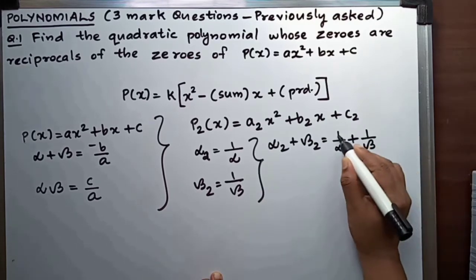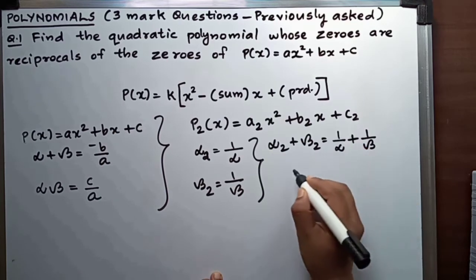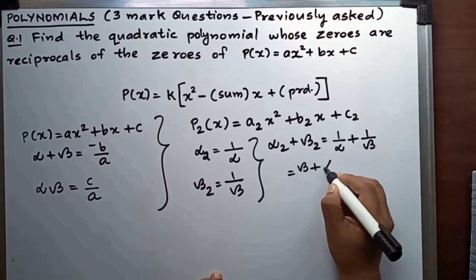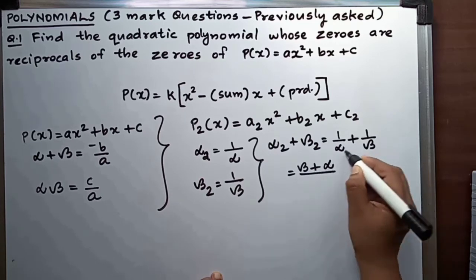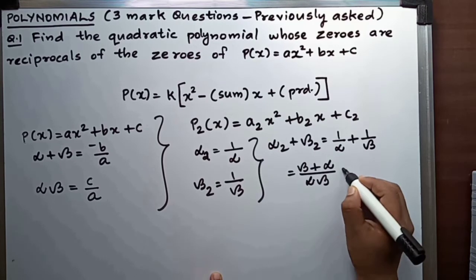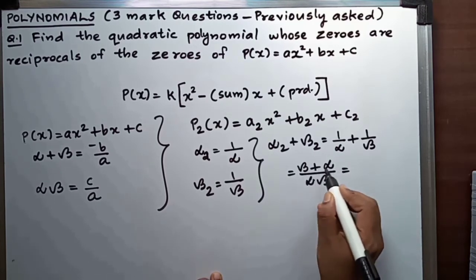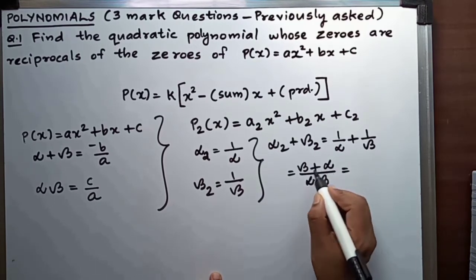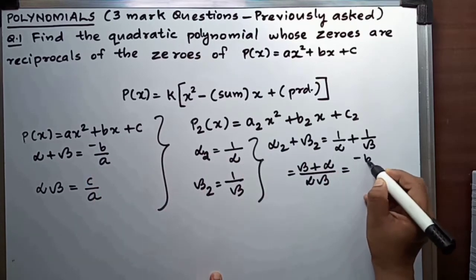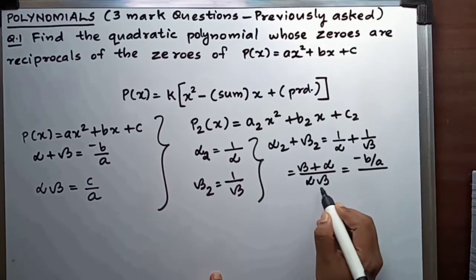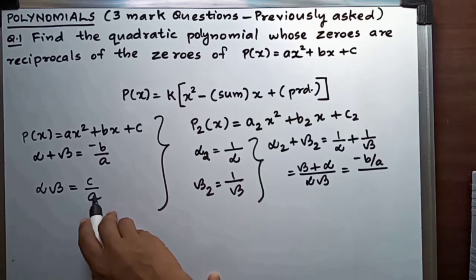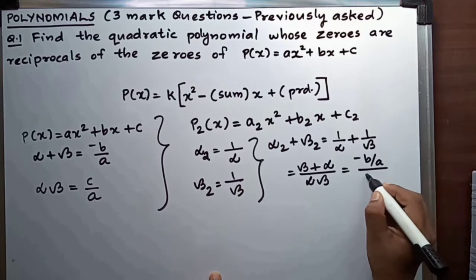Now just cross multiply. 1 into beta plus 1 into alpha, by alpha into beta. Numerator is alpha plus beta, right? Alpha plus beta is minus b by a. Now denominator is alpha beta. Alpha beta is c by a.